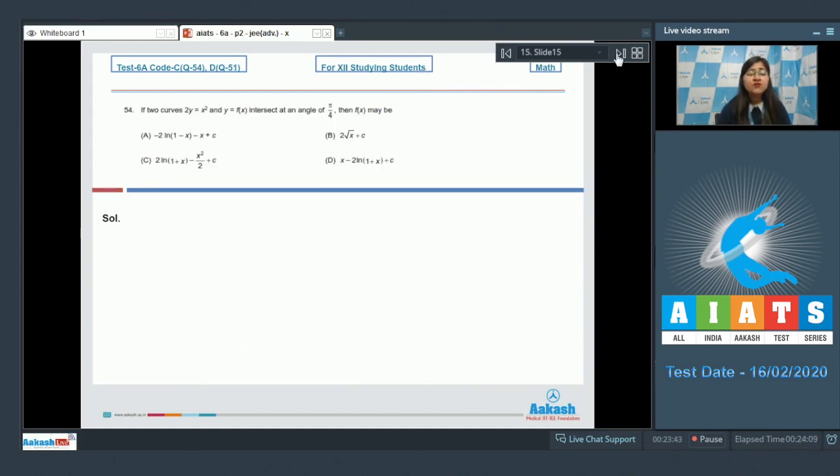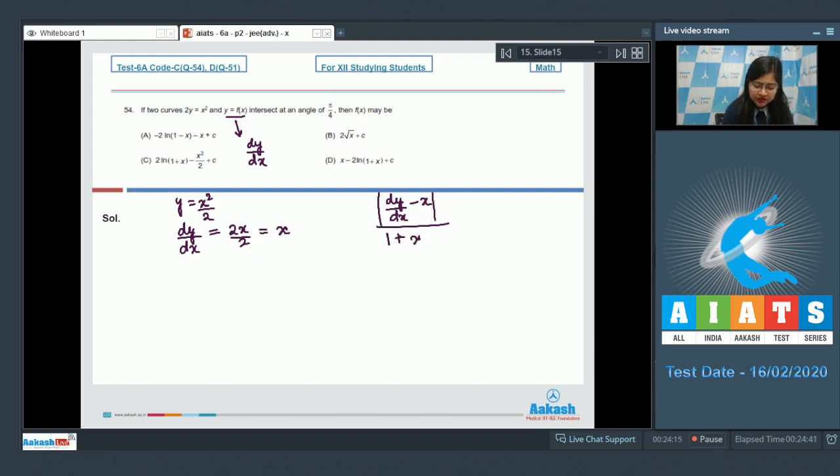Next is question number 54, which says: if two curves 2y = x² and y = f(x) intersect at an angle of π/4, then f(x) may be. See, let us say the slope of this is dy/dx, and the slope of y = x²/2 can be found by differentiating it on both sides, that is 2x divided by 2, that is x. So we are given that mod of (m1 − m2) divided by (1 + x dy/dx) is equal to tan π/4, that is 1.